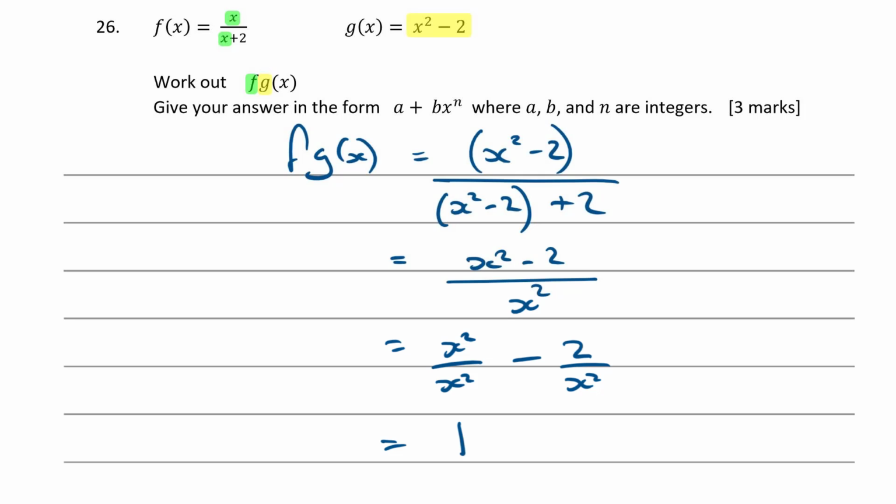And I've got minus 2 over x squared. Now I can rewrite that as a negative index. I can say that that is equal to minus 2x to the minus 2, using negative indices. And now I've got it in the form I wanted it to be in. Having a look back up at the top, a is now my 1, b is my minus 2 and n is my minus 2 as well. Okay, so I've got integers for all those. It's all in the right form. I'm good. Let's move on.